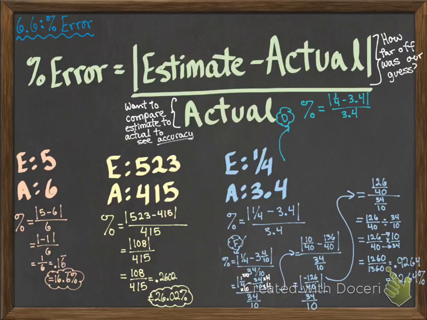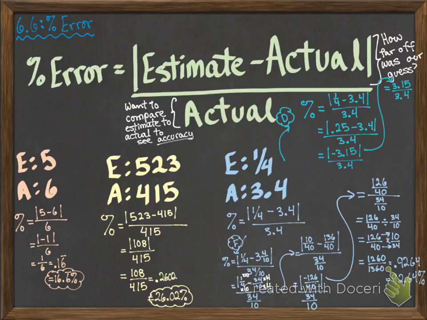So let's just change all my fractions to decimals. 1/4 is 0.25. So this just changes into the absolute value of 0.25 minus 3.4, over 3.4. That's pretty easy. 0.25 minus 3.4 is negative 3.15. So it just changes into the absolute value of negative 3.15 over 3.4. That's pretty easy to solve. The absolute value of negative 3.15 is 3.15 over 3.4.